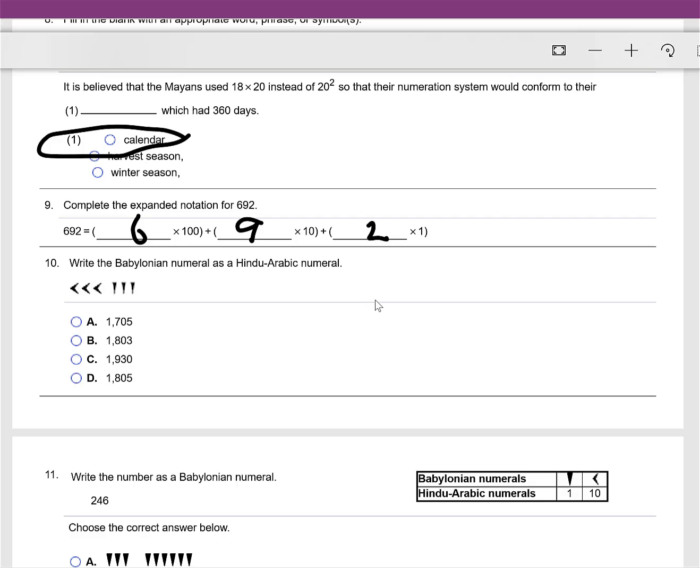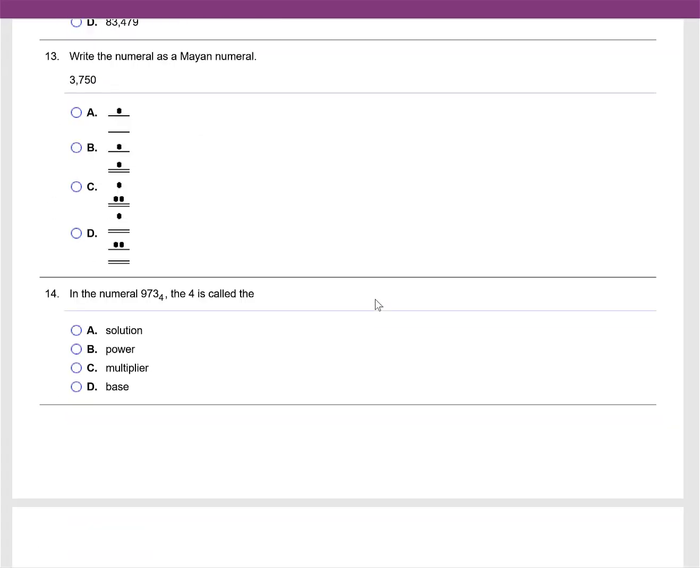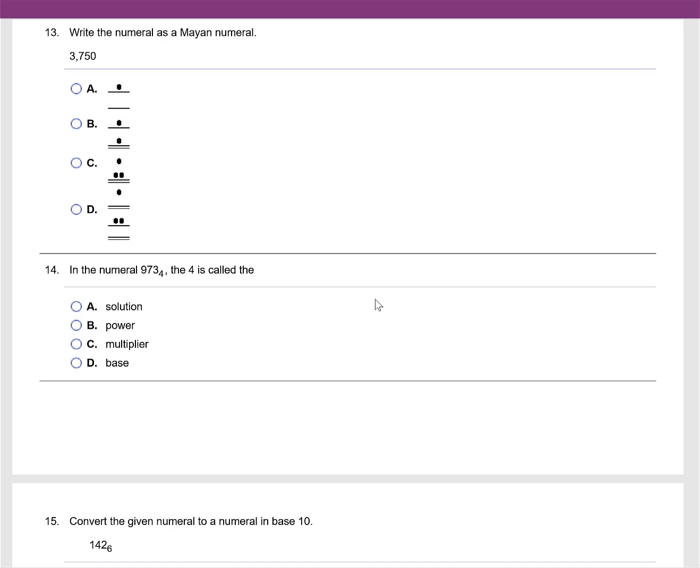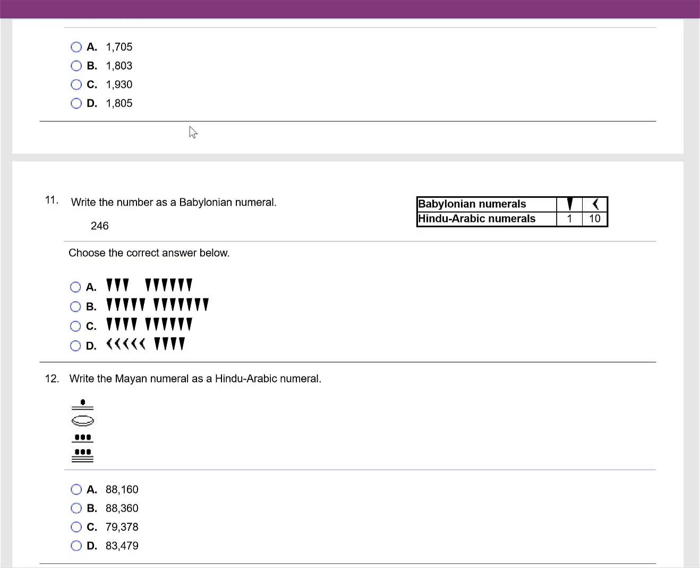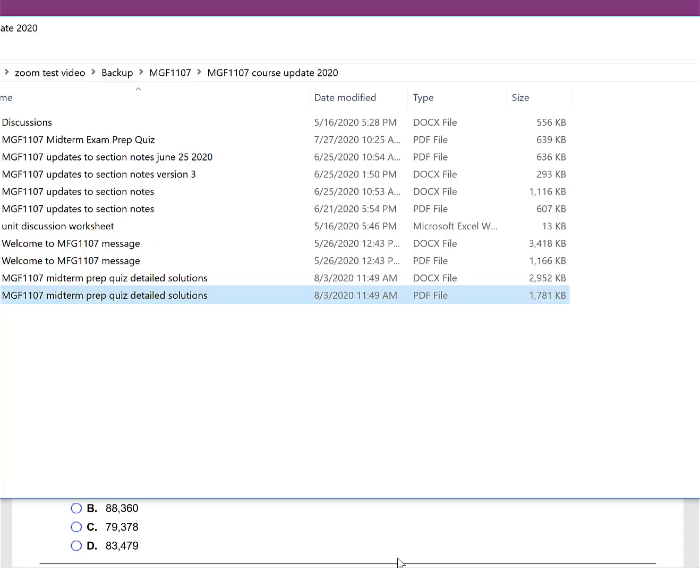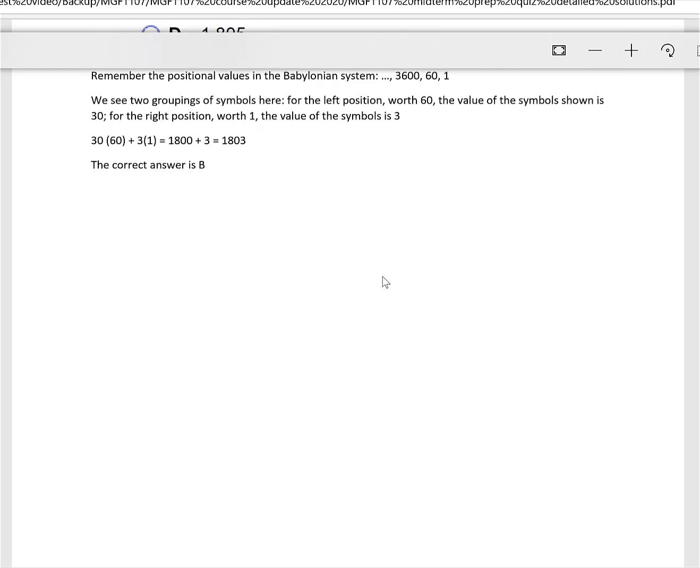Okay, let's go back over here, pick up number 14. In the numeral 973, subscript 4, the 4 is called what? The 4 is the base. Okay, and looks like I lost my other detailed solution. Let's get those back up. Okay, there we go. All right.